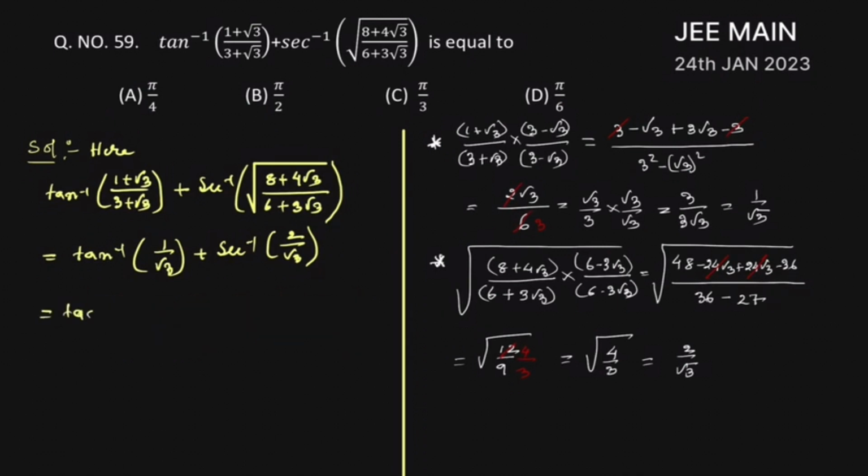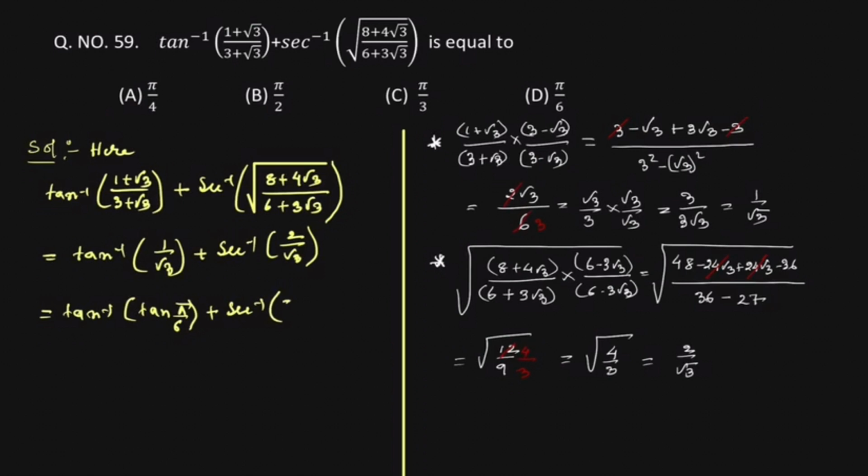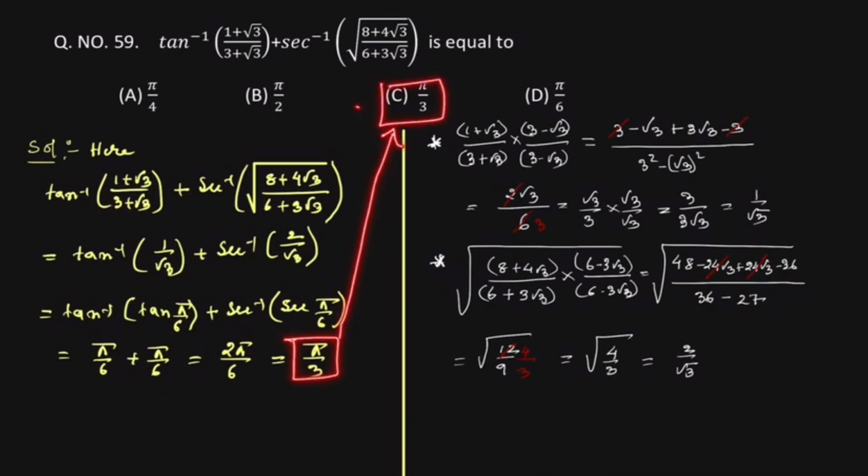So in the place of 1 by root 3 we are able to write tan pi by 6, and in the place of 2 by root 3 we are able to write sec pi by 6. So we are able to cancel tan inverse with tan and sec inverse with sec. Then we are able to write pi by 6 plus pi by 6, which is equal to 2 pi by 6, which is equal to pi by 3. So pi by 3 is our answer. So option number C is our correct option.